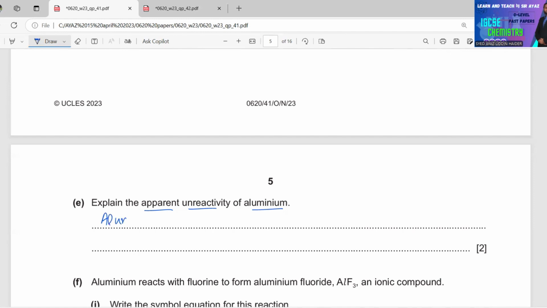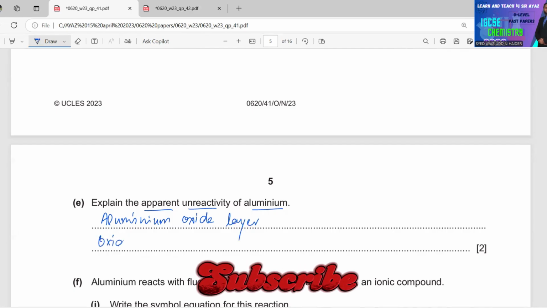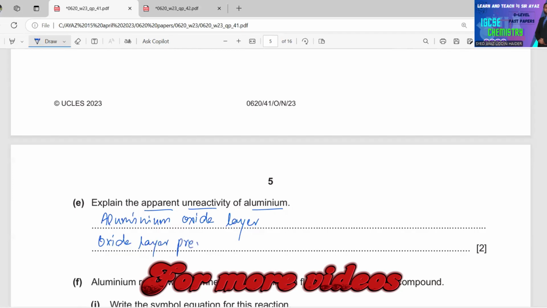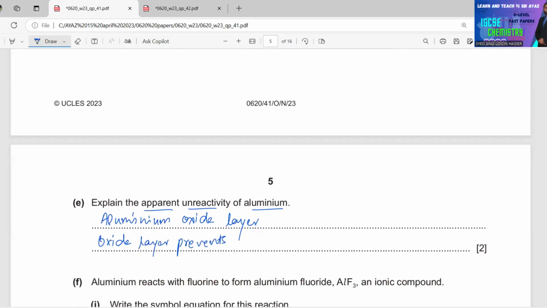So aluminum oxide layer prevents further reaction. We can write is unreactive.